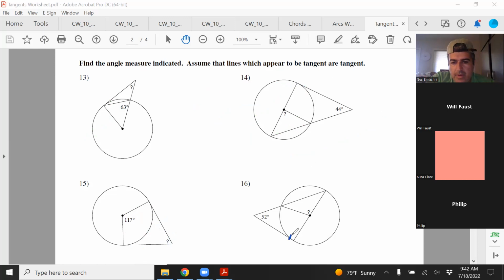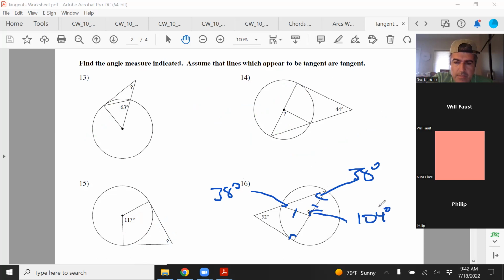That's a right angle right here. Again, you have another tangent, so therefore this is going to be 38 degrees. These are both radii, so this is also 38 degrees. So that's 76. So it's 104 degrees. Okay, 104 degrees.